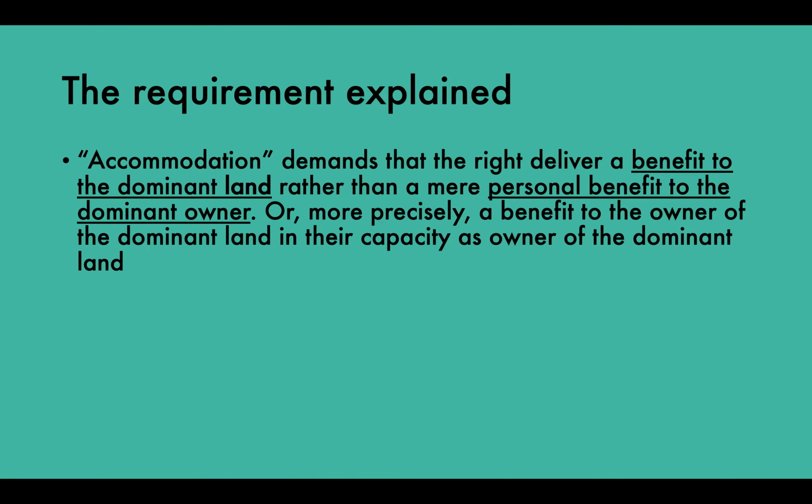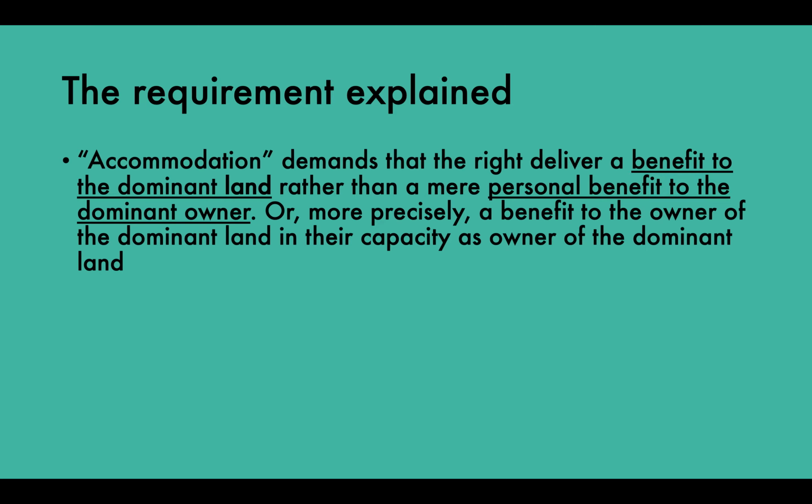And the third requirement is accommodation, so this is going to require a little bit more of a discussion. In order to exist as an easement, a right must accommodate the dominant land. So accommodation demands that the right delivers the benefit to the dominant land, or more precisely, a benefit to the owner of the dominant land in their capacity as owner of the dominant land.